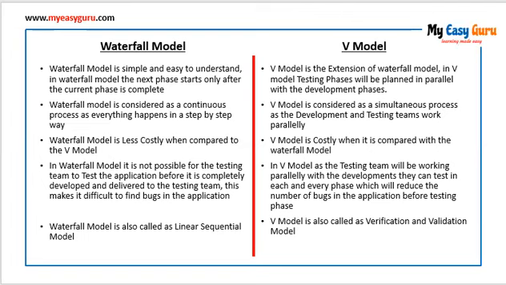Waterfall model is also called as linear sequential model, and V model is also called as verification and validation model. If you remember the diagram of V model, verification process is to the left of the shape V, and validation is to the right of the shape V. So it is also called as V and V model.